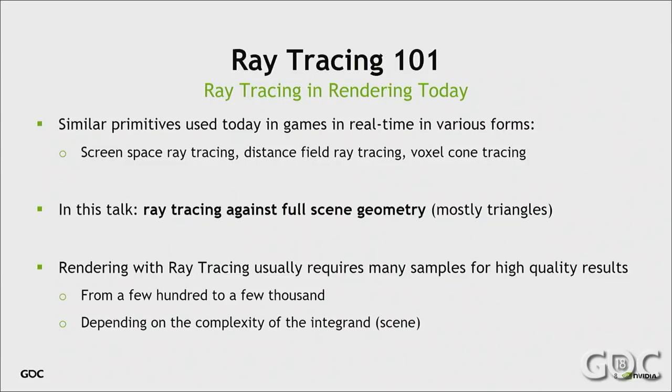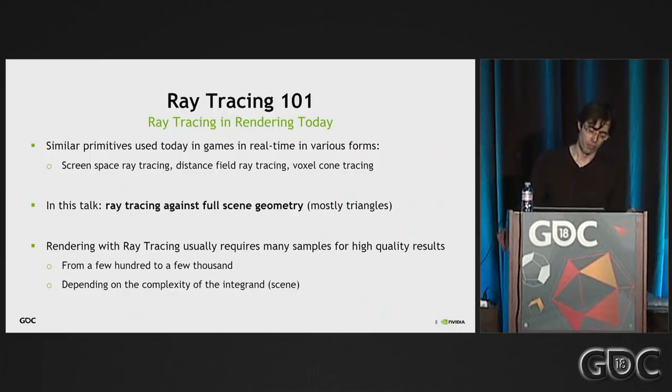Similar primitives, as I mentioned before, are also used today in games in real time already. So ray tracing is not really that new for many of you, if you're familiar with techniques like screen space ray traced reflections or shadows, distance field ray tracing, or voxel cone tracing. All of those are already in use today, and they are trying to approximately find what is intersected in a given direction in the scene, but usually with coarser representations that have some limitations. In this talk, we talk about ray tracing against the full geometric representation of a scene, in most cases made out of triangles, but not always.